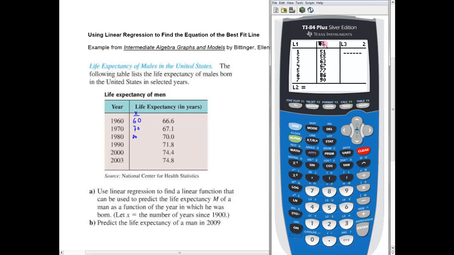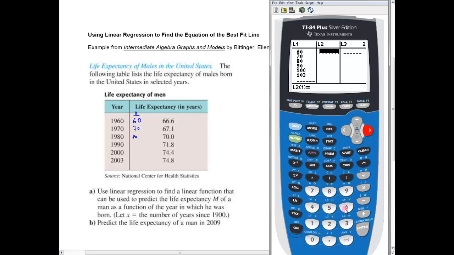I'm going to clear those out. I arrowed up onto the name of the title of the list there, hit clear and enter. And I'll go over here to list 1. I'm going to hit clear and enter, so it's going to clear out anything that's in there. And then I'm going to go ahead and put my x values in list 1. So I'd want 60, enter, 70, enter, 80, 90. So 2000 would be 100 years after 1900, and 103 would be the year 2003. Okay, and then I'll arrow over into list 2, and I'll put the corresponding y values there.